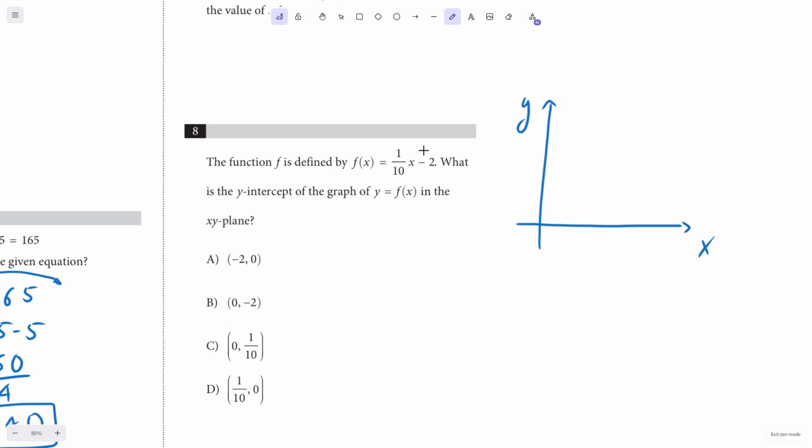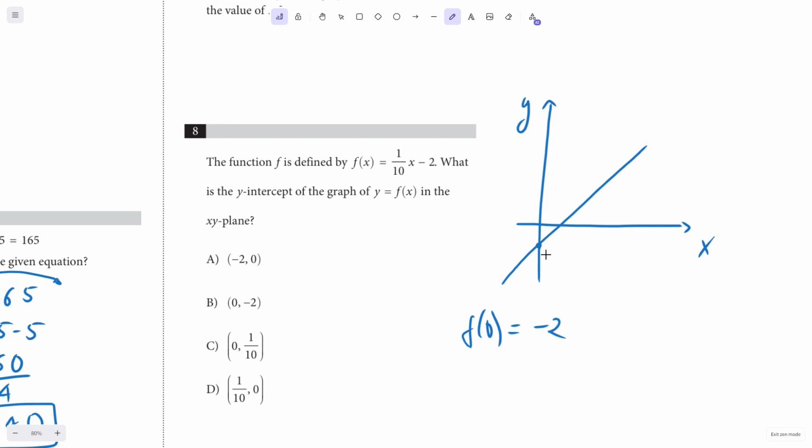And from the function we can see that f of x is some linear function that goes like this. And the y-intercept is the point where x is equal to 0. So for any function, we can plug in 0 here. So this becomes 0. So f of 0 is equal to minus 2. So that way we can find the y-intercept.